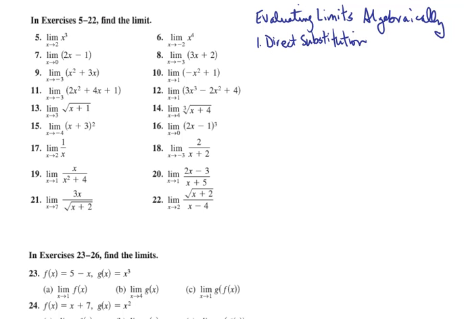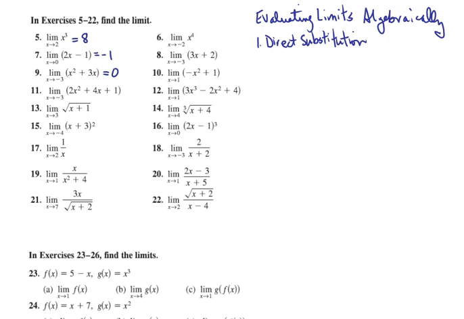So for example, in number 5, we have the limit as x approaches 2 of x cubed. That would just be 2 to the third, which is 8. The second one, limit as x approaches 0, we plug in 0 for x. That's 0 minus 1, which is negative 1. And we get the limit as negative 1. The limit as x approaches negative 3 of x squared plus 3x, as long as we can plug in, x squared is going to give us 9. 3x is going to give us negative 9, so a limit of 0.